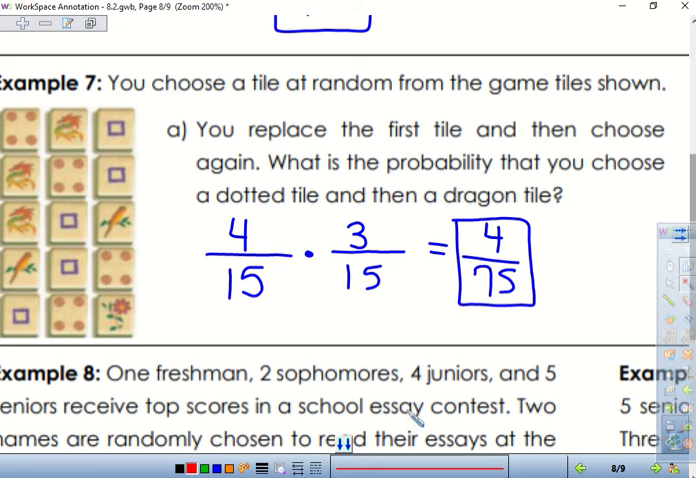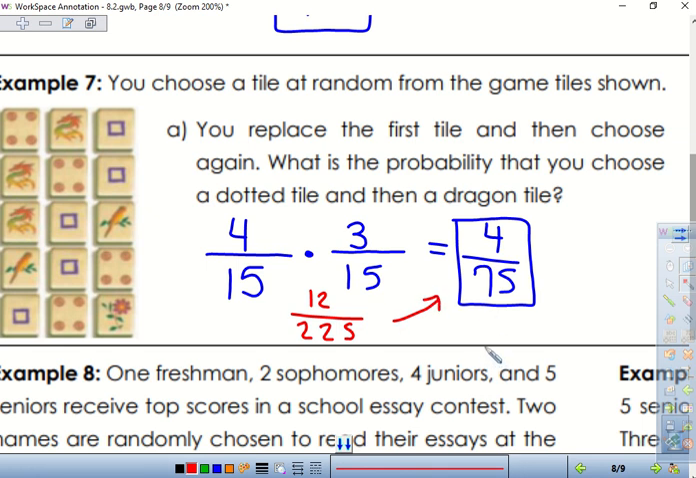Alright. Wait, what is the 4 out of 75? Oh, if you do the math, it's going to be 12 out of 225. I just reduced the fraction for you. Okay. Yeah. Wait, so it was what? I don't know. I did it earlier. 12 out of 225. And if you reduce 12 out of 225, it comes out to be 4 out of 75.